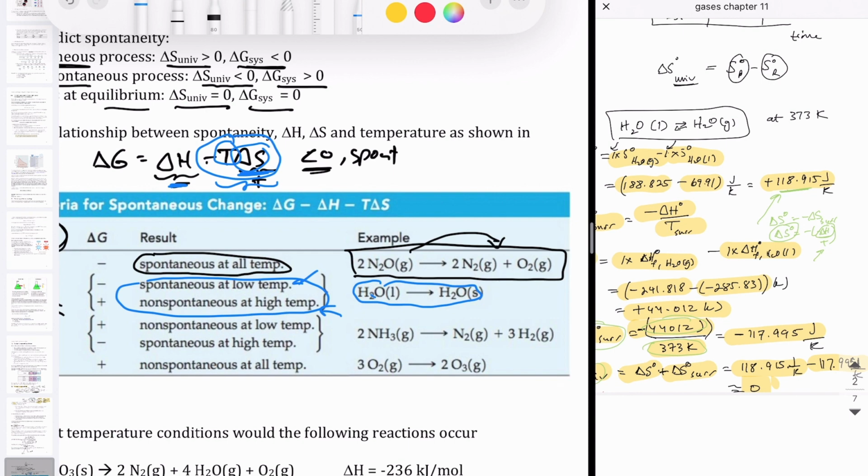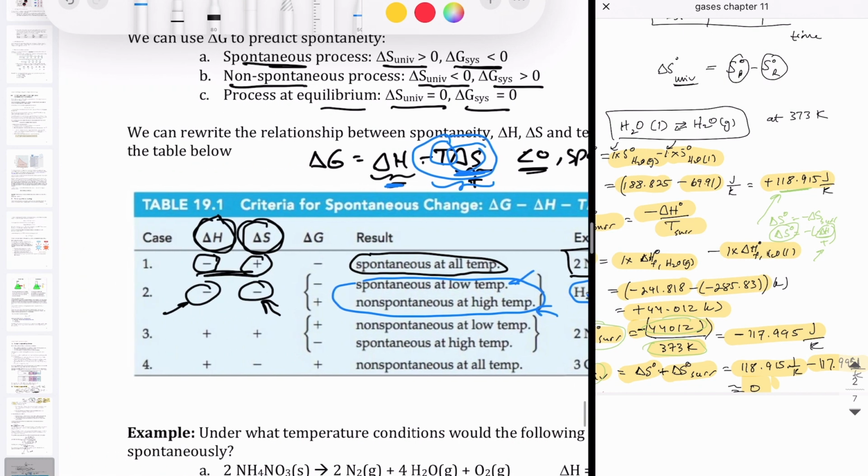Now, that term low and high temperature is very much dependent on the reaction itself. For some reactions, maybe below 500 Celsius is low and above 500 is high. But for the reaction we just looked at, below 0 is low and above 0 is high.